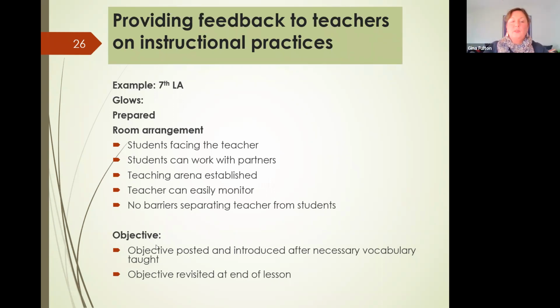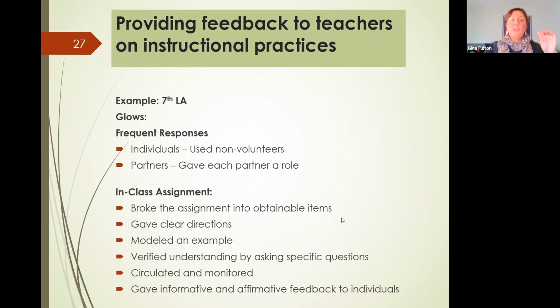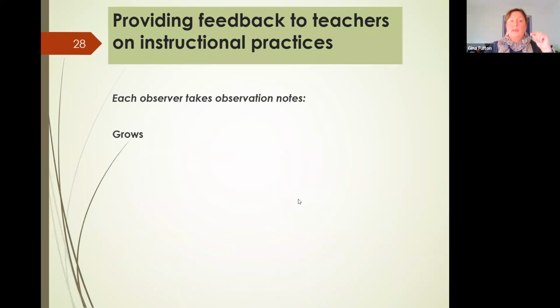And then the objective is what they were looking at. They wanted to make sure in those classrooms they saw the objective, and it's pretty easy. It says objective posted and introduced after necessary vocabulary taught, and the objective revisited at the end of the lesson. Okay, good. Here's another one, and here are the areas they looked at. Glows were frequent responses and in-class assignment. These are the 2 areas they were looking at, individuals and partners. And again, just some samples of what that could look like as you do those feedback sections.